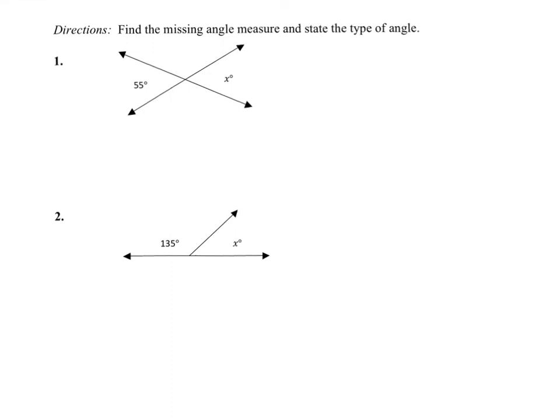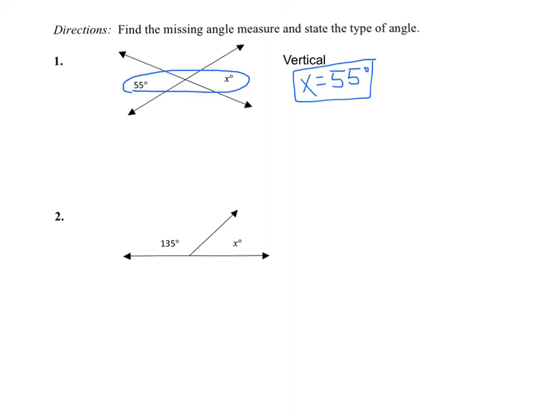So let's read our directions. Find the missing angle measure and state the type of angle. Let's look at number 1. First thing I think you always want to do is identify what kind of angle it is. So we have 55 and X, and we notice that they are across from each other. So when angles are across from each other like that and not next to each other, they are vertical angles. And what do we know about vertical angles? Well, vertical angles are equal to each other. Therefore, X equals 55 degrees. And that is your answer.